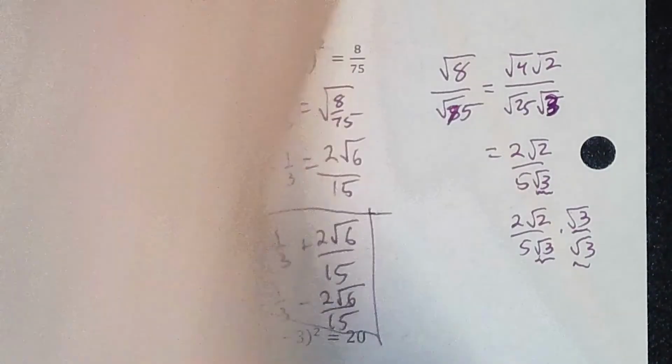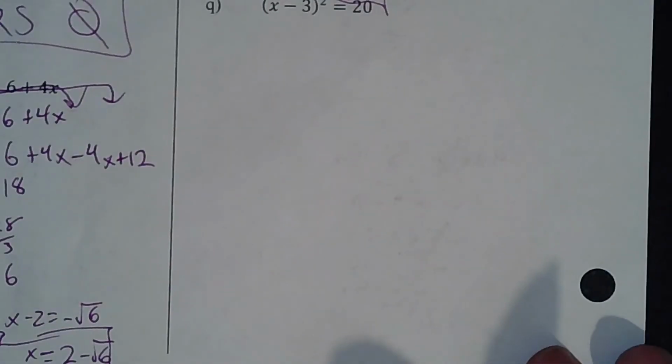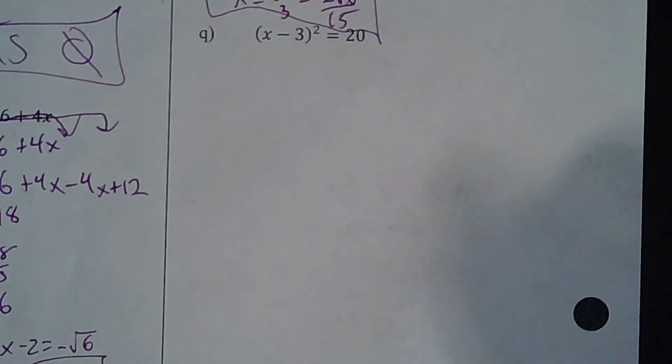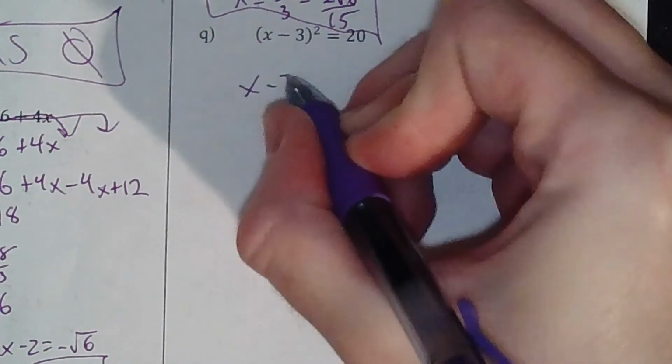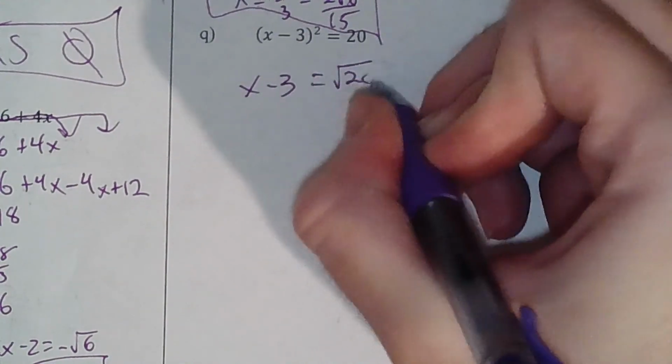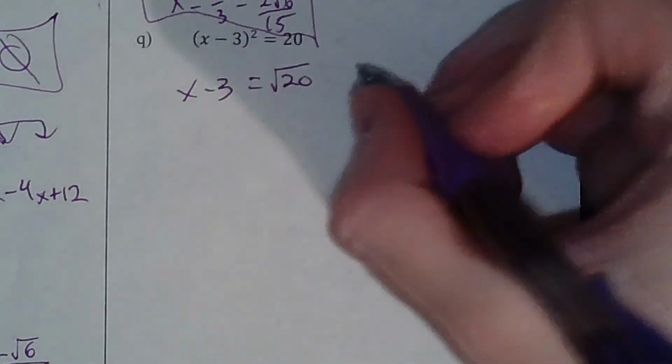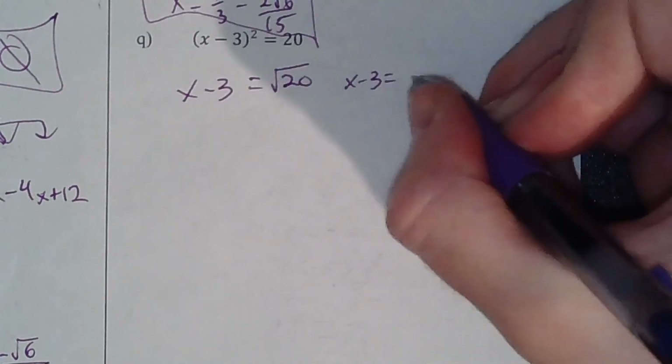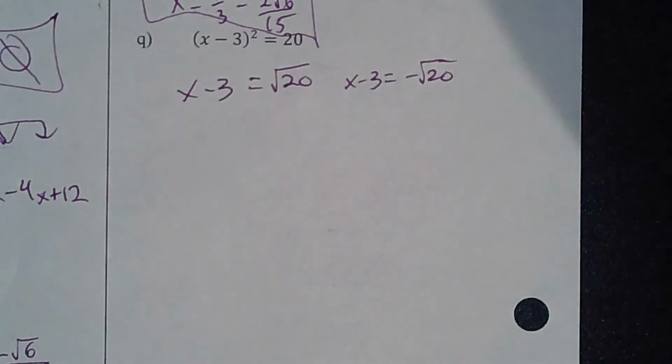We are finally on the last question here. Moving on to that last problem. We want to take the square root of both sides. X minus 3 equals the square root of 20. And if you want to, you could do it again over here just to remind yourself of that negative sign. We actually have room on this problem.